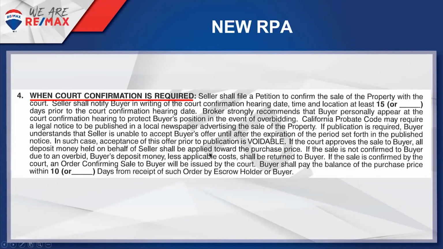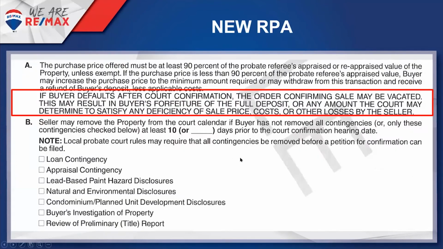Now, if court confirmation is required, then that box is checked, and then it talks a little bit about overbid. It also gives some more details about when court confirmation is required. The thing you want to pay attention to if you have the buyer is if you default on this purchase contract, you could be liable not only for the full deposit, but other costs incurred by the seller as administered by the court, and the court will go after them. So this is an important cautionary note to the buyer.